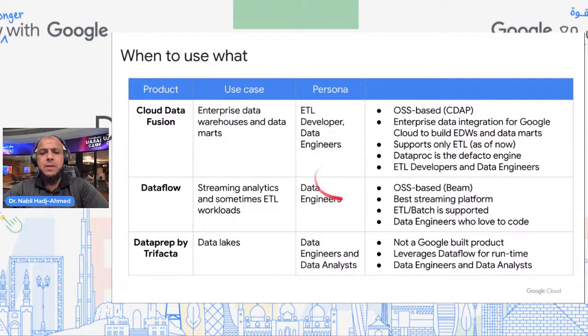Dataflow, obviously, involves a lot of coding. This is specific to data engineers. It does ETL, batch, and supports streaming, but with a lot of coding in here. It's for data engineers who love to code. So this is the main difference between the two. And you also have a data prep product, which is usually used with the data lake, to prepare data for the data lake. Obviously, this one is not a Google Cloud product, but it is integrated there, usually used by data engineers and data analysts as well.